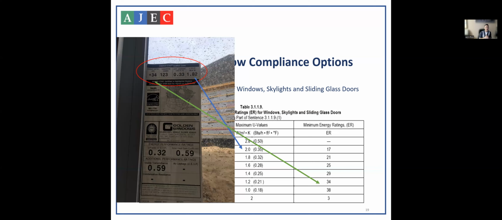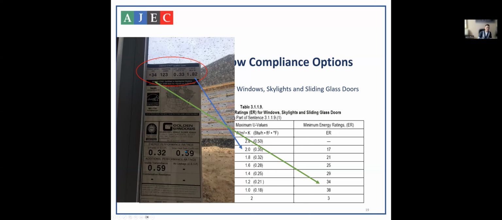So you need to look at both. Don't just focus on the U value, also look at energy rating. And when I say solar heating coefficient, that's what this number is. The reason why this energy rating is so high is because it allows almost 60% of the sun's energy into the home. That's why the energy rating is so high for this window. But this window will for sure cause overheating.